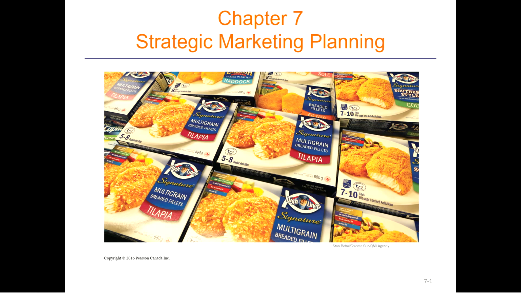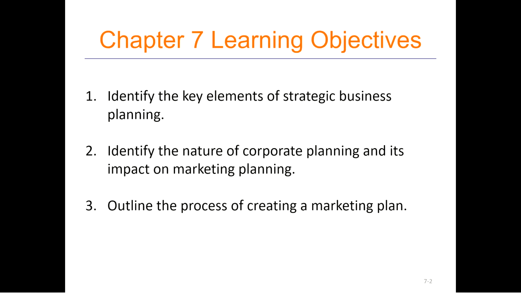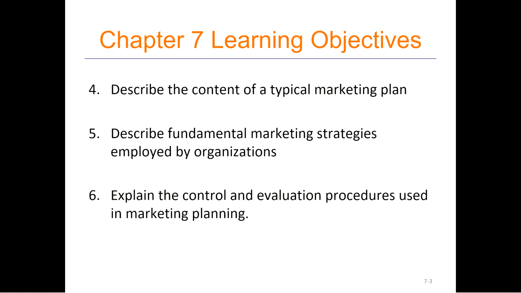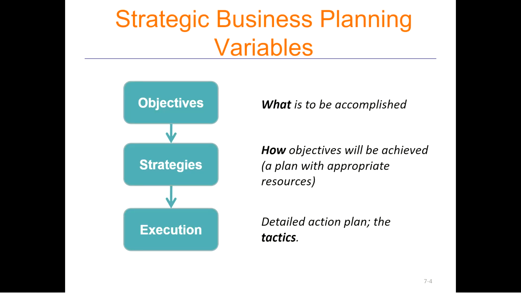In this chapter, we'll look at the following objectives: identify the key elements of strategic business planning, identify the nature of corporate planning, outline a process of creating a marketing plan, describe the content of a typical marketing plan, describe fundamental strategies, and explain the control and evaluation procedures used in marketing planning. All right, so let's get into it.